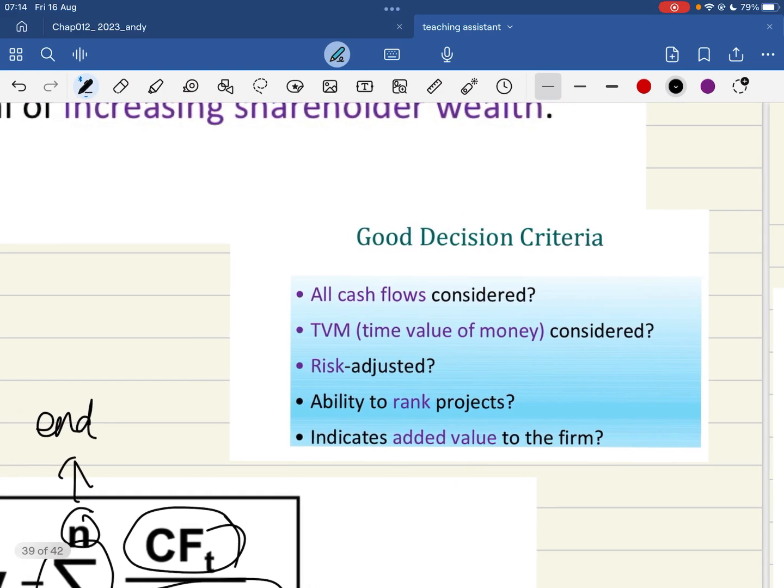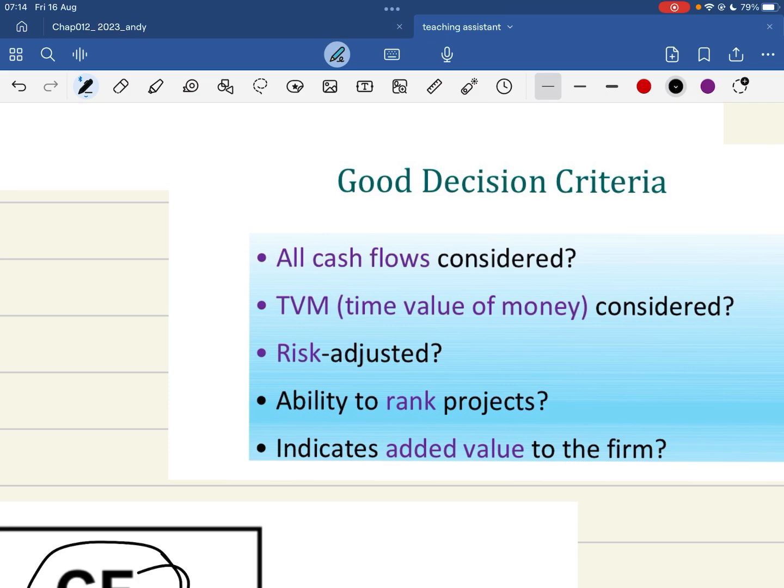So, let's answer these 5 questions together. Is NPV a good investing strategy? Are all the cash flows considered? Yes, of course. We consider every cash flow from year 0 until year n. Is the time value of money considered? Of course. Again, year 0 until year n, the end of the period.